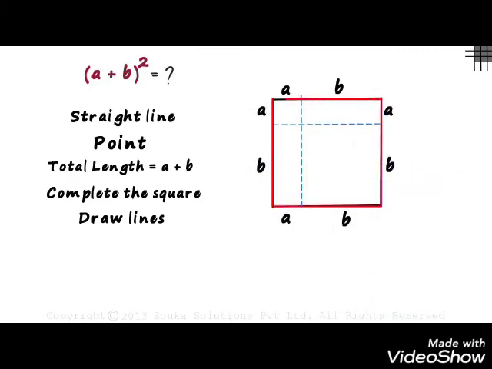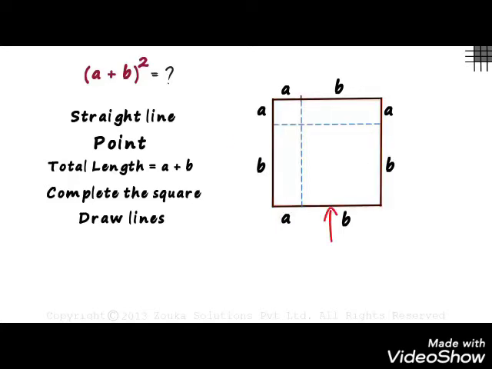The big square has been divided into four parts. The small square with sides a, this is a square since all its sides are of length a. The second part would be this square with sides b, and these are the other two parts. This is a rectangle with length b and breadth a, and this too is a rectangle with length b and breadth a. Now there are two ways in which we can calculate the area of the big square.